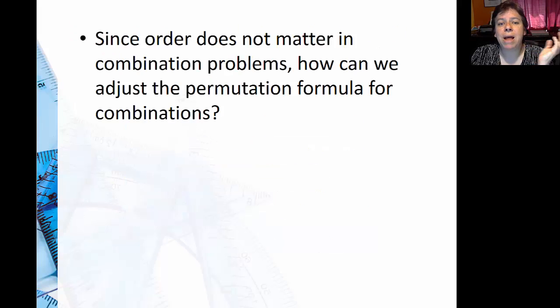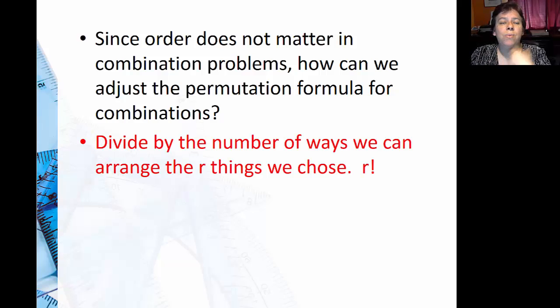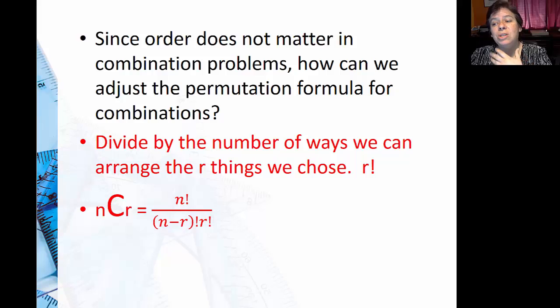So since order does not matter in combination problems, how can we adjust a permutation formula for combinations? Well, all we have to do is, we're sometimes double counting or even more, depending on how many ways we could arrange it. So what we're going to do is divide by the number of ways we can arrange the r things we chose, or r factorial. And this gives us the formula for combinations, which looks a lot like the permutation formula, except you have that little extra bit, r factorial at the bottom.